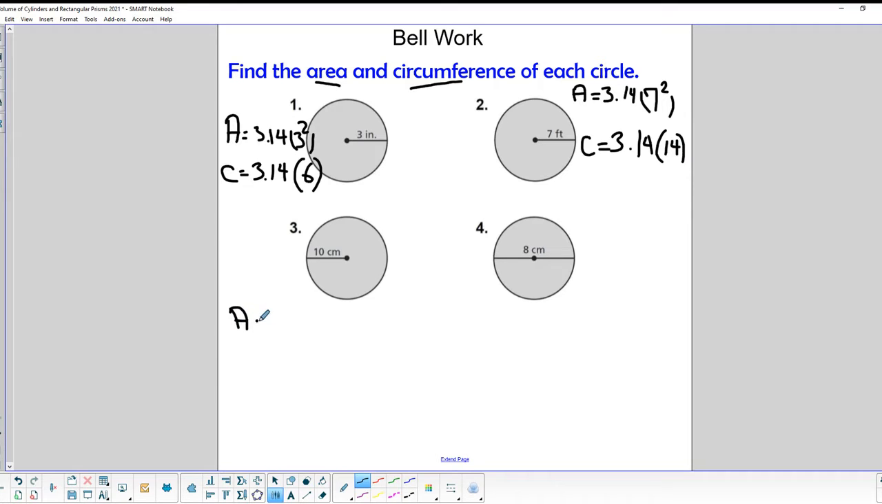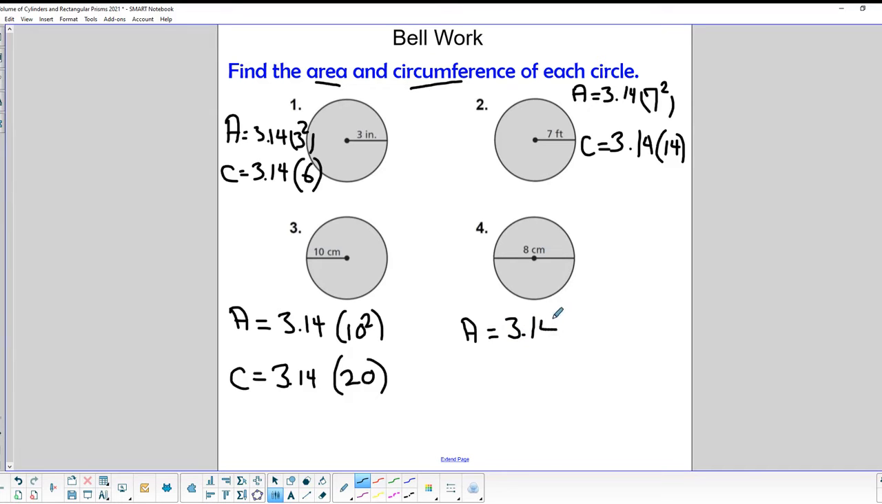So the area of the third one would be 3.14 times the radius squared, and the radius is 10, so that would be 10 squared. And the circumference is 3.14 times, excuse me, times 20, which is the radius times 2. So 10 times 2 is 20.